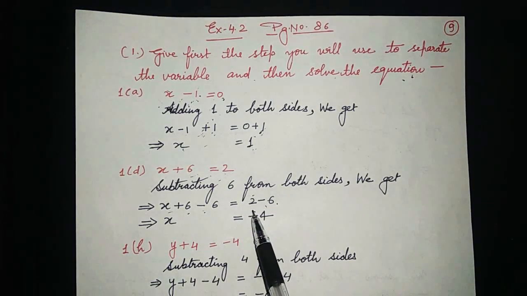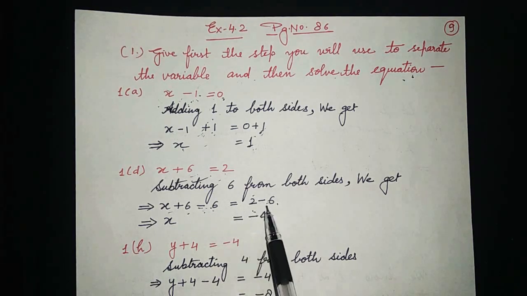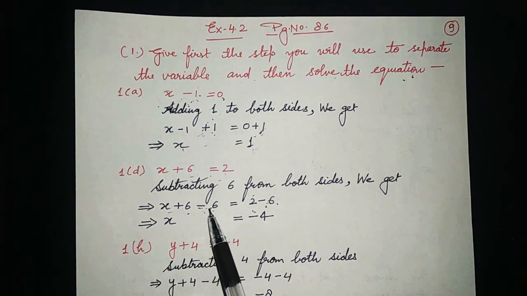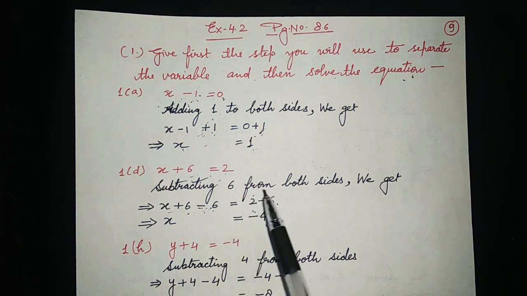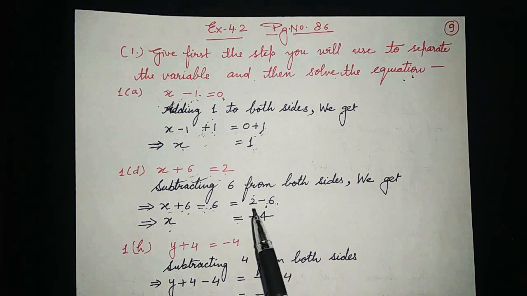But one thing extra I have done here, I have subtracted 6 from both the sides. You can see I have written minus 6 on the left hand side and minus 6 on the right hand side. After that I have written x plus 6 and minus 6. 0 will come, you will not write it. Is equal to 2 minus 6. What will come? Minus 4.